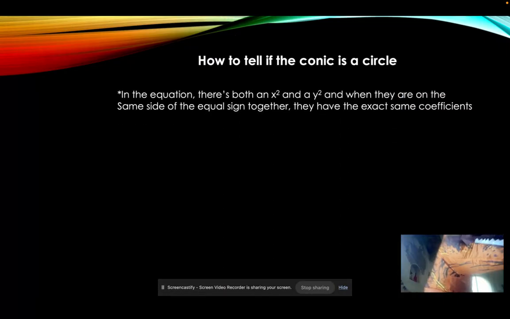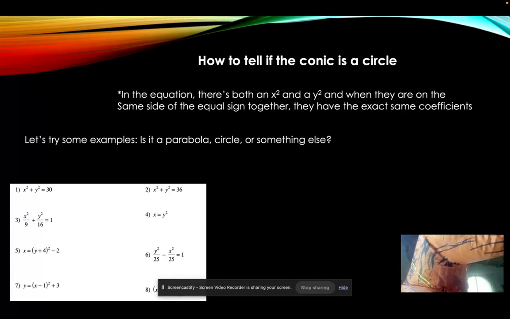Let's talk about circles. So for circles, it's an equation where you have both an x squared and a y squared, and when they're on the same side of the equal sign together, they have the same coefficients out in front, same sign. Okay, so let's take a look at some examples.